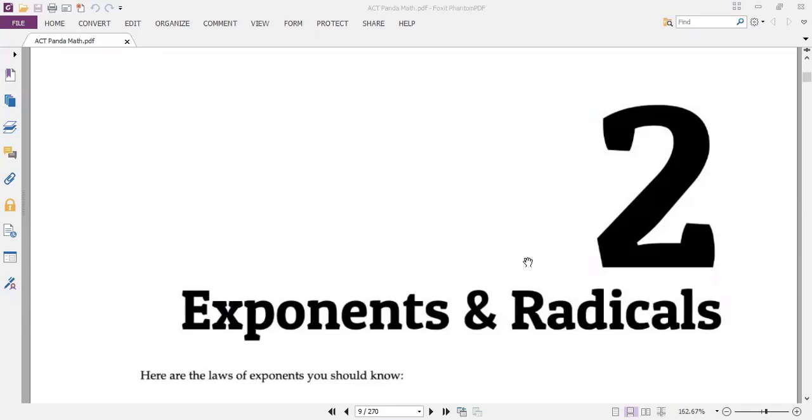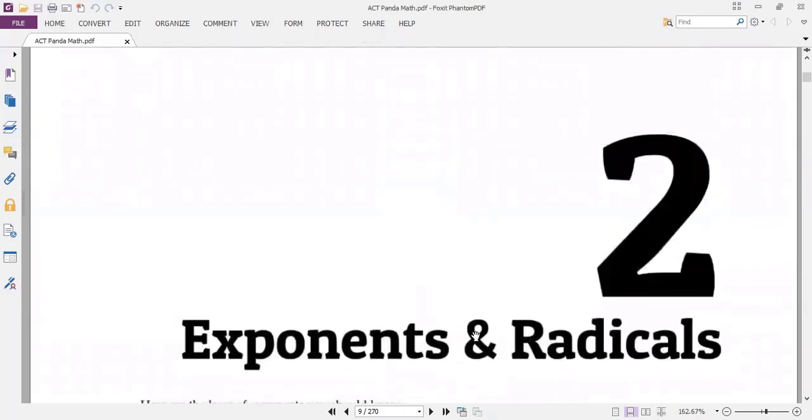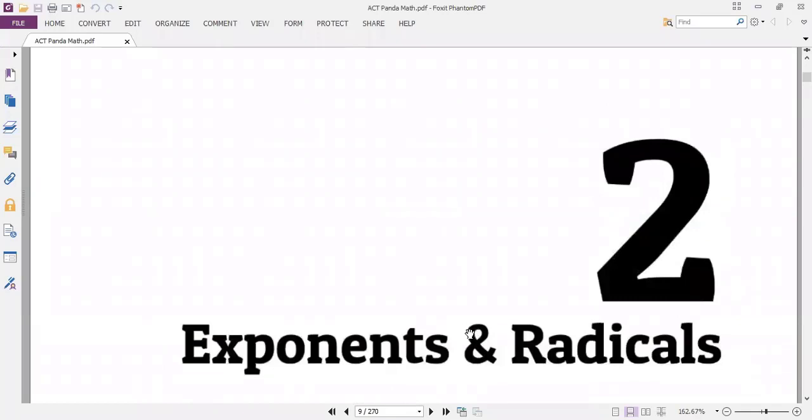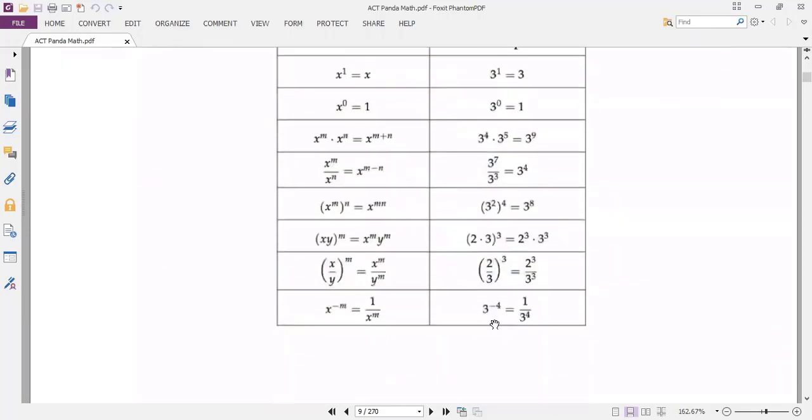Today, inshallah, we'll study chapter 2, ACT, exponents and radicals. By the way, exponents and radicals also include fractions with negative powers. When we see an exponent that is negative, it's a fraction.